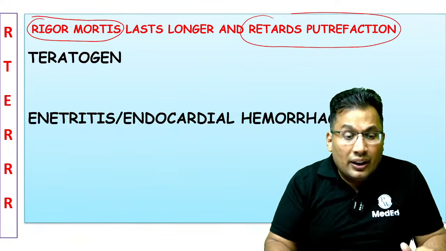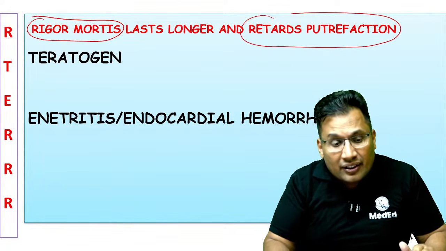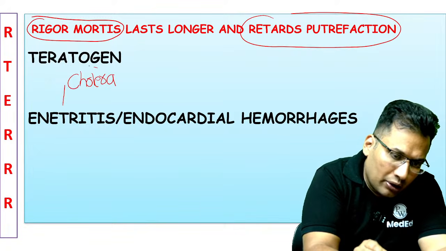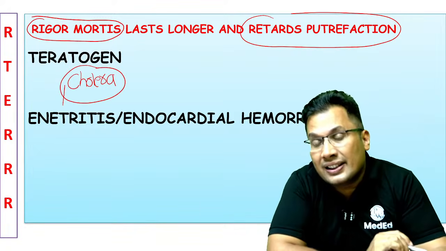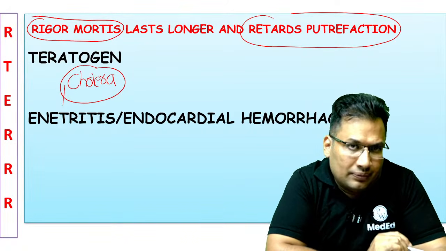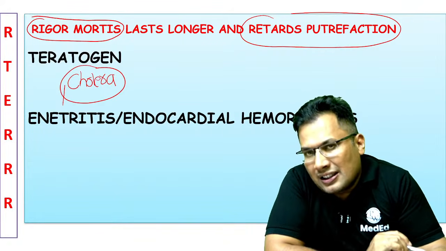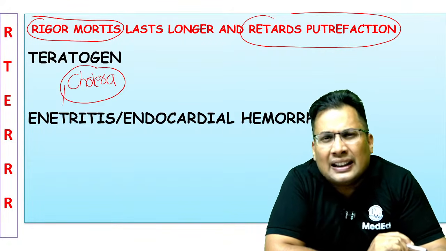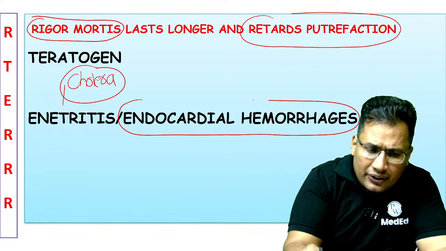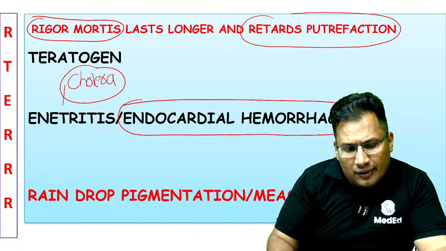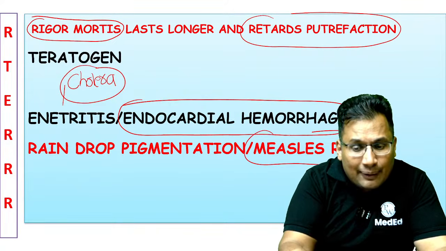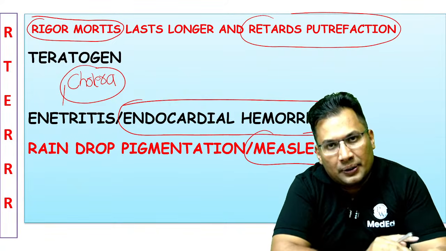It is a teratogen. Enteritis, it causes gastroenteritis. Rice watery stool, it resembles cholera. MCQ: cholera resembling poison, arsenic. Tetanus resembling poison, strychnine. Metal fume fever is caused by other heavy metals like zinc. It also causes endocardial hemorrhages. Raindrop pigmentation is a very important feature. Sometimes a rash can be seen that resembles a measles rash.